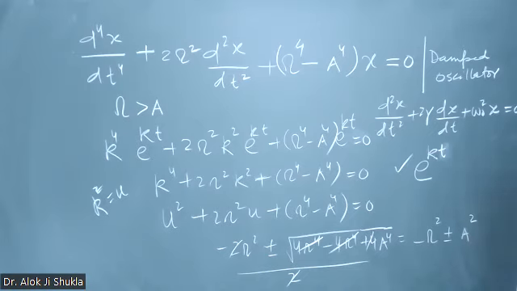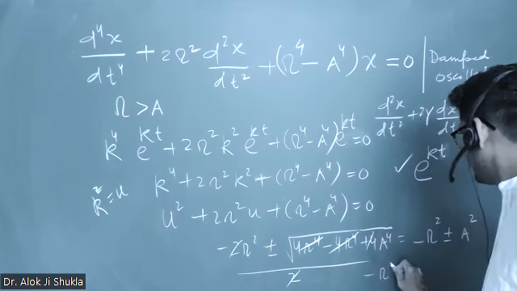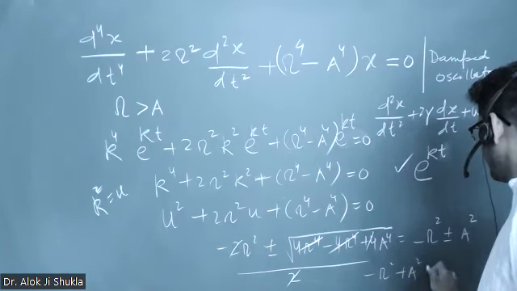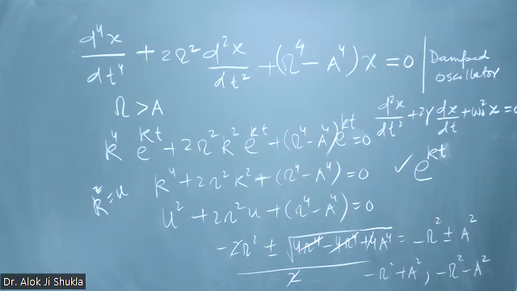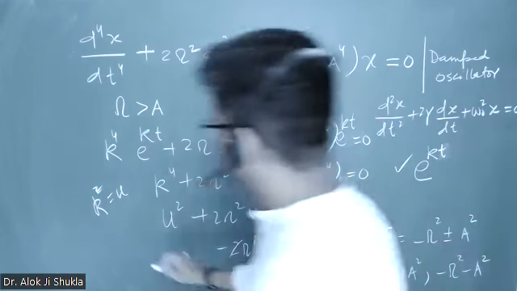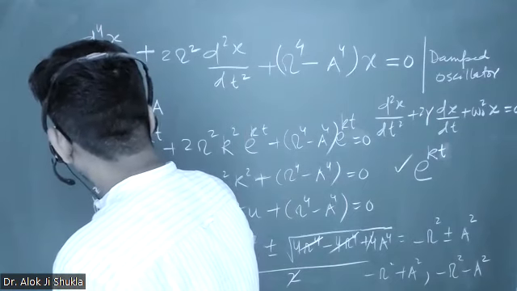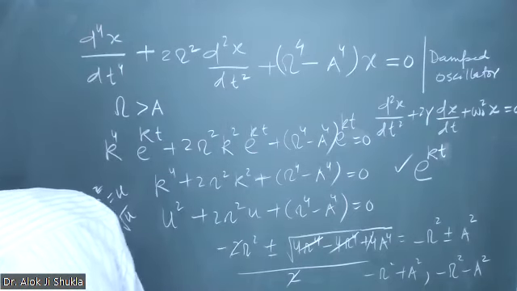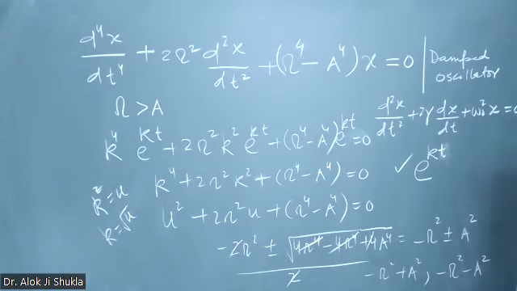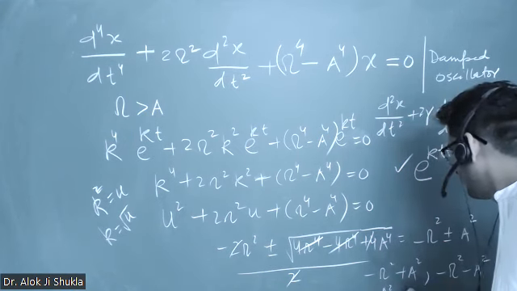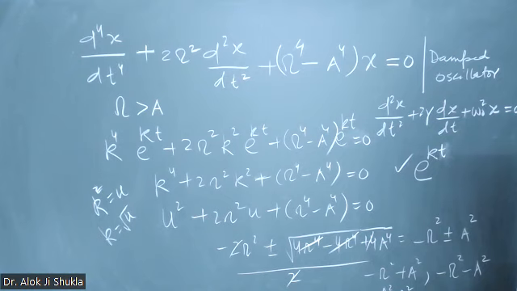Okay. So one root is minus omega square plus a square, and one root is minus omega square minus a square. But your k is under root u, correct? So this is a square minus omega square, and this is minus omega square plus a square. So both ways, when you get k, it will be imaginary, yes or no?